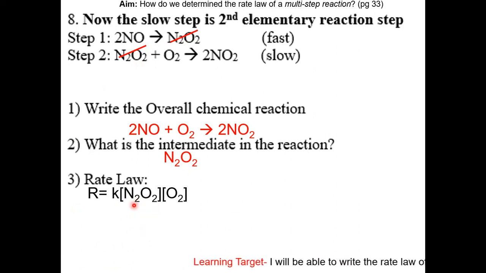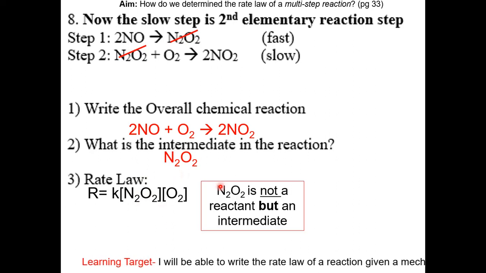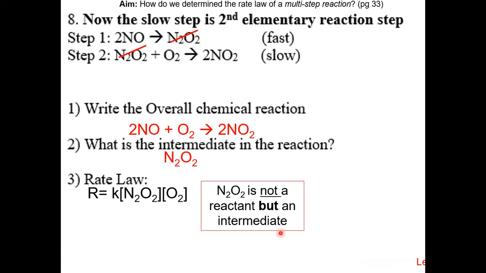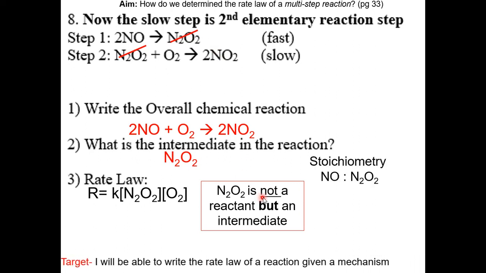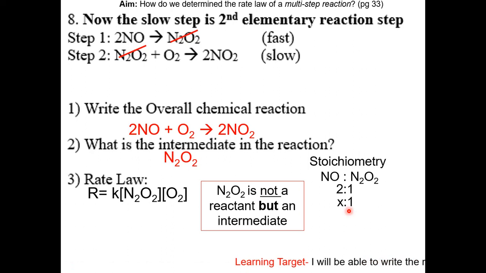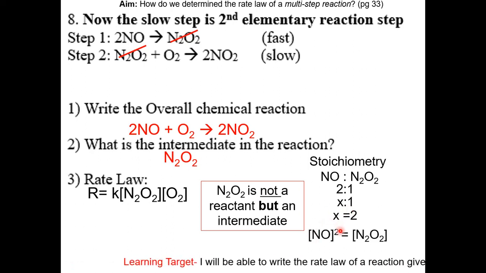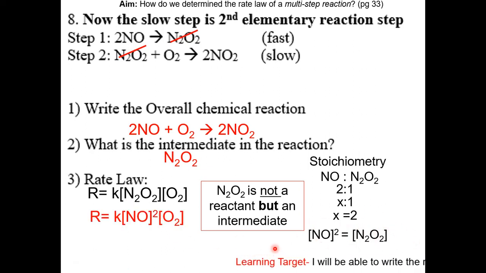This is a problem because N2O2 is not a reactant, but an intermediate. Intermediates are formed during the reaction. A rate law is based off reactants, not products, not intermediates. Therefore, we have to use some substitution. If we look at step 1, NO and N2O2 exist in a 2 to 1 ratio. Therefore, NO to the order of 2 is equal to N2O2 to the order of 1. We can substitute this into this rate law. Therefore, the rate law of this mechanism is this.